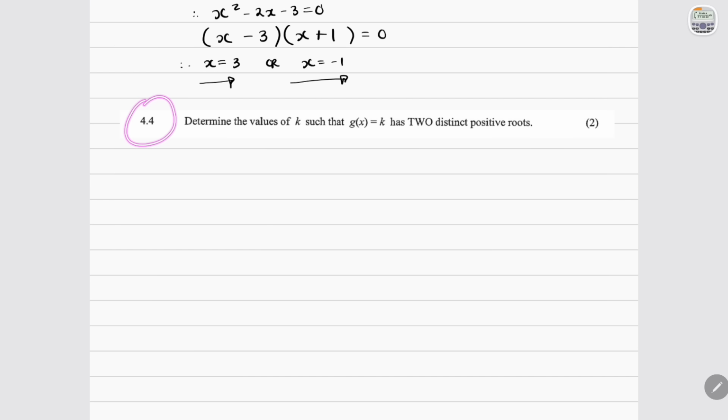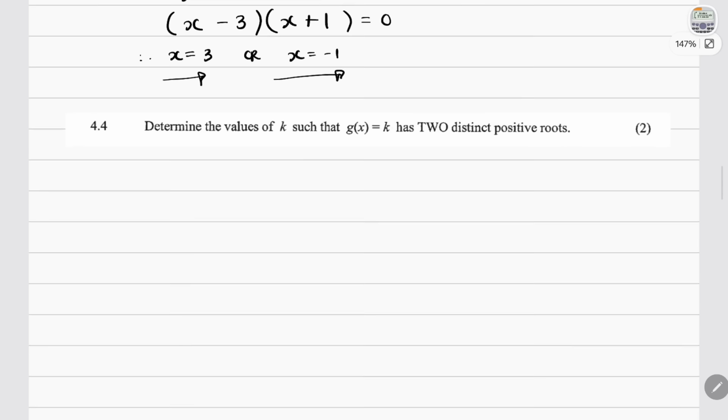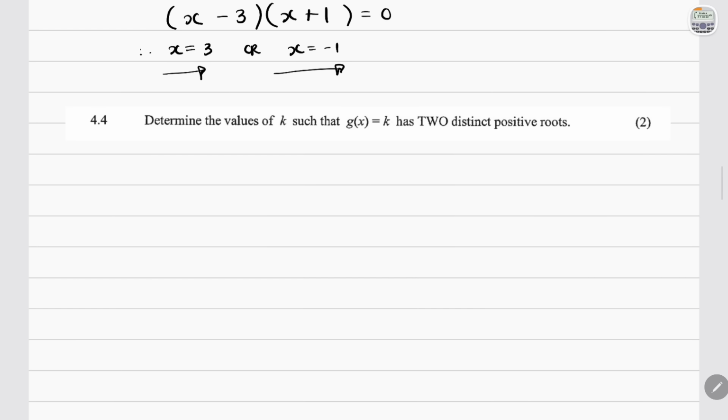Question 4.4 says, determine the values of k such that g of x is equal to k has 2 distinct positive roots. Now, this would have been a very simple question where you could have just used nature of roots to solve this, but you see the kind of roots they're asking for.